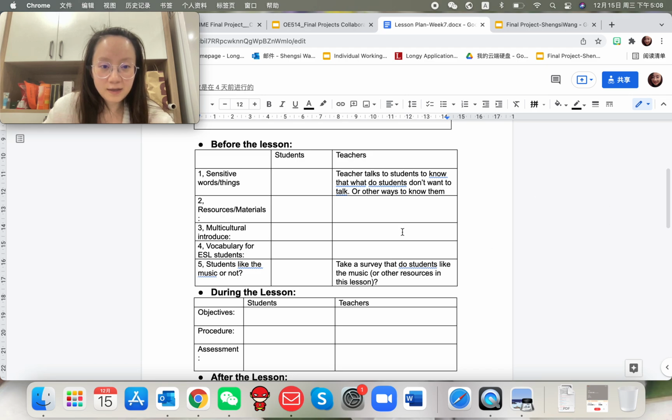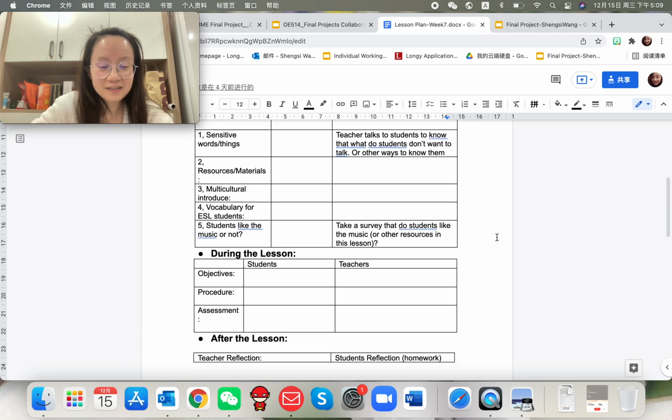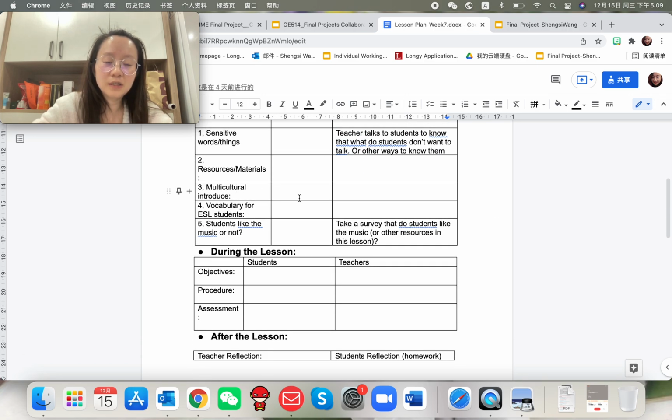And the second one is the resources and materials. Okay, this is very normal. Students need to maybe search for information for this lesson, and teachers also need to search for resources and materials, and maybe we can hand out the materials to our students so they can preview the lessons maybe 1 day before.